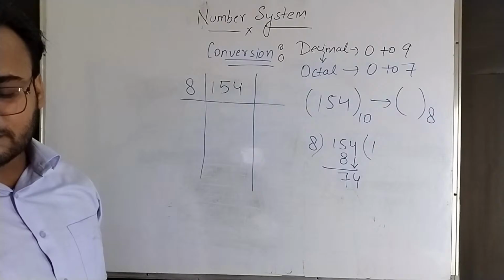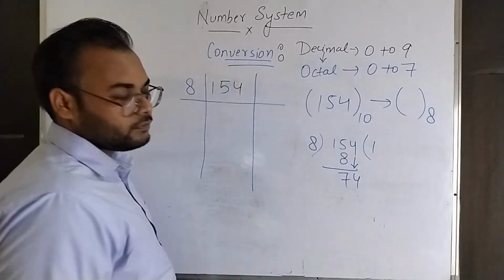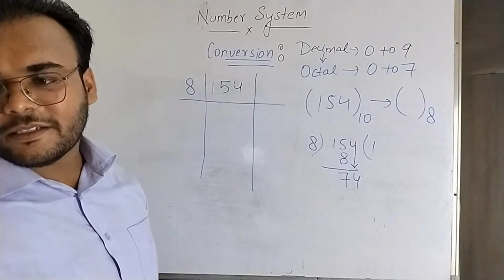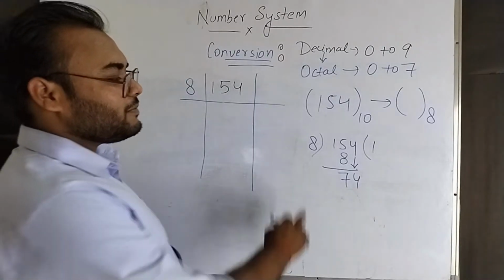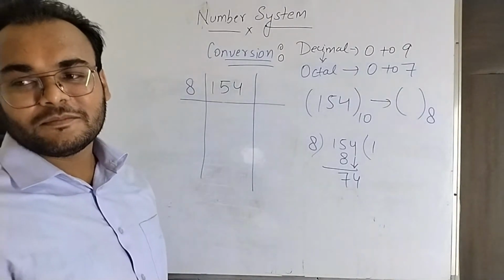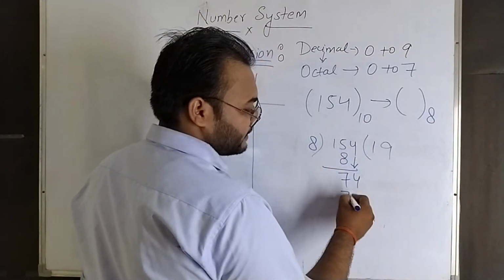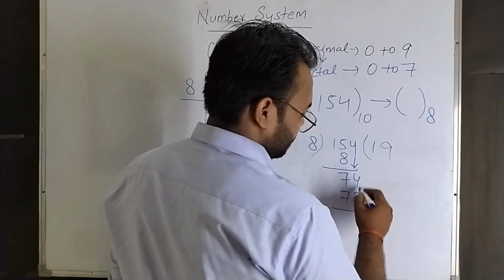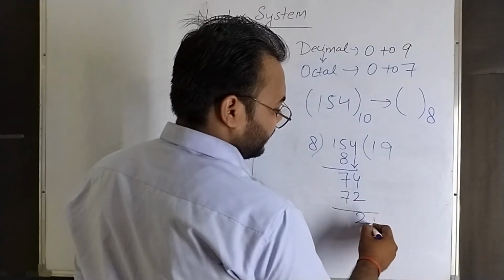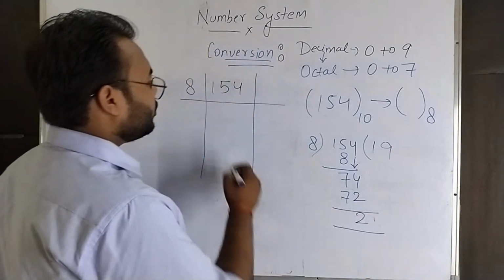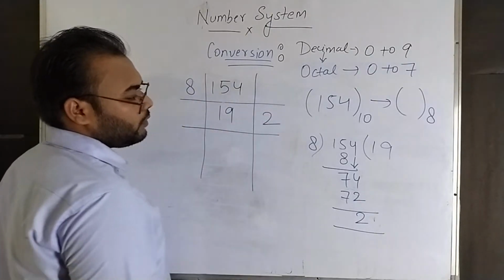Somebody give me the answer. Anmol, it's very easy, no? Then answer it. How many times? It's 9 times. 8 nines are 72. And the remainder will be 2. So 154 goes 19 times, and the remainder will be 2.